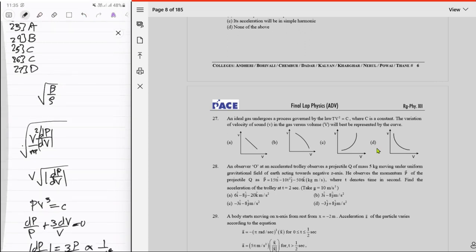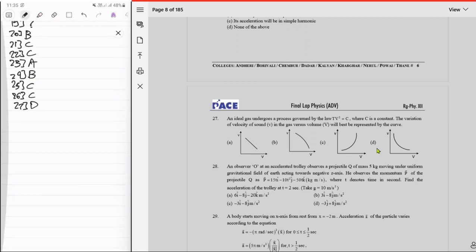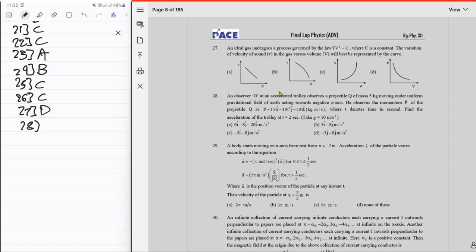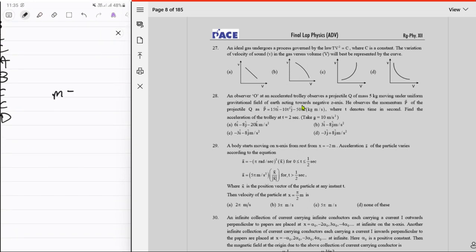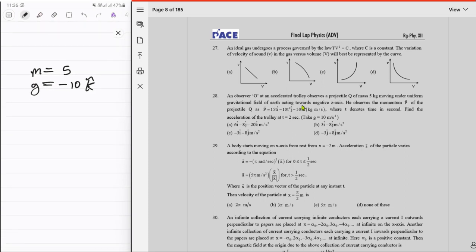28. An observer O in an accelerated trolley observes a projectile Q of mass 5 kg, moving under the uniform gravitational field of Earth acting towards the negative z-axis. So it's just negative, let's say g equal to negative 10 k hat. He observes the momentum p of the projectile Q as this thing. Momentum vector is given by what?